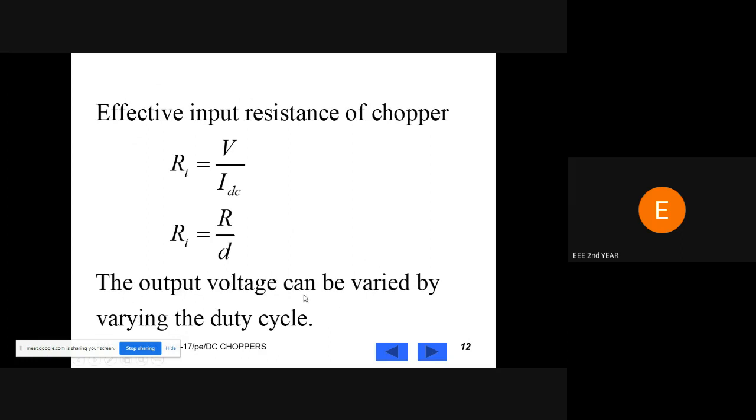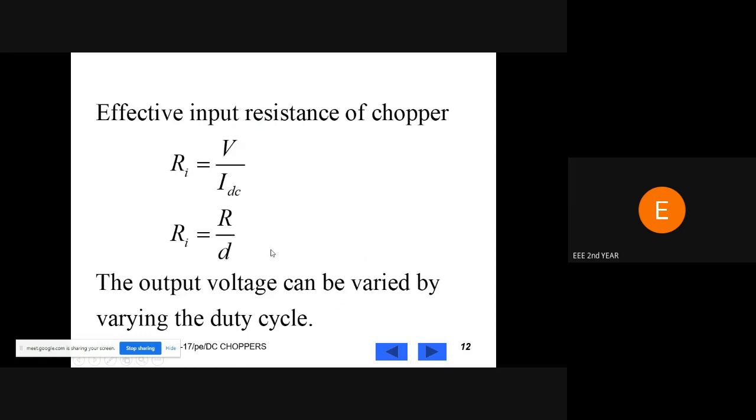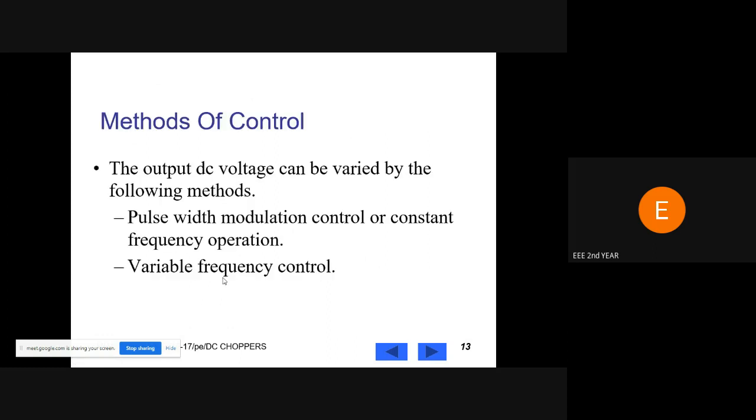So the output voltage can be varied by varying the duty cycle. So this is called the output voltage, which can be varied by varying the duty cycle. So how can we vary this output voltage? What are the methodologies we are going to proceed with to vary this output voltage? We have two different methods. These are the methods of control.